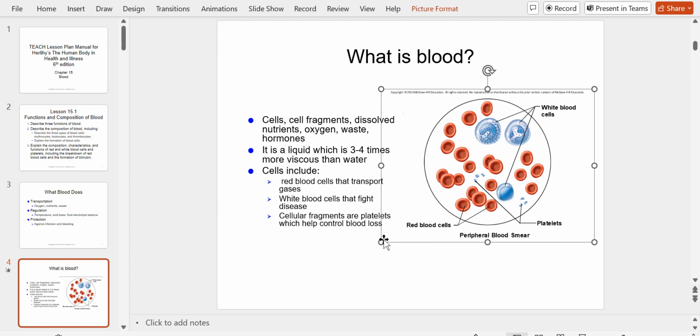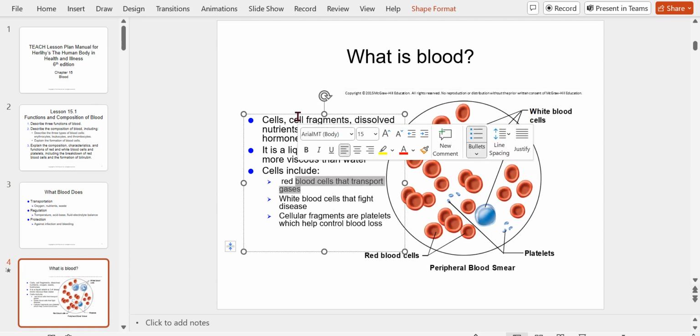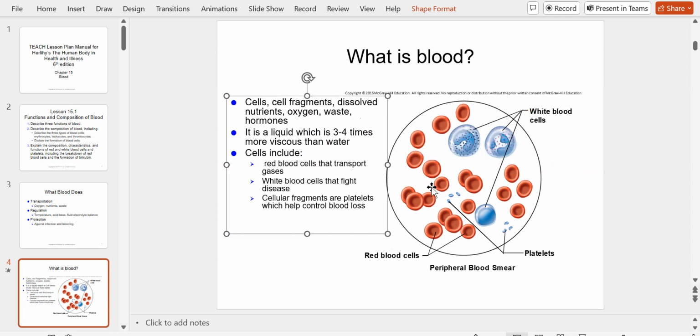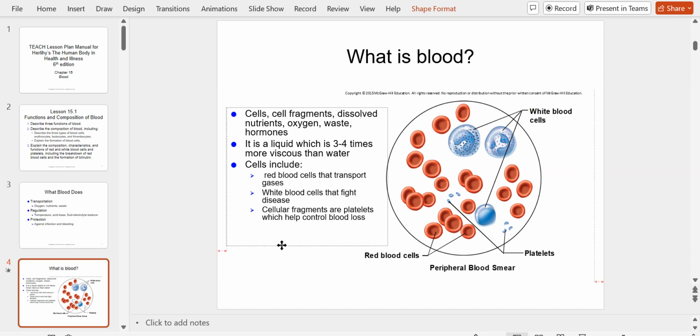All right, so what is blood? You can have a look here. Lots of interesting things going on. You can see the RBCs, red blood cells here. They're biconcave, and there's no DNA in these guys. Then you have white blood cells, and there are a plentiful number of these. These are involved in our immunological protection against bugs. And then you have platelets, these little guys in here. So cells, cell fragments, dissolved nutrients, oxygen, waste, hormones, that is what blood is composed of.